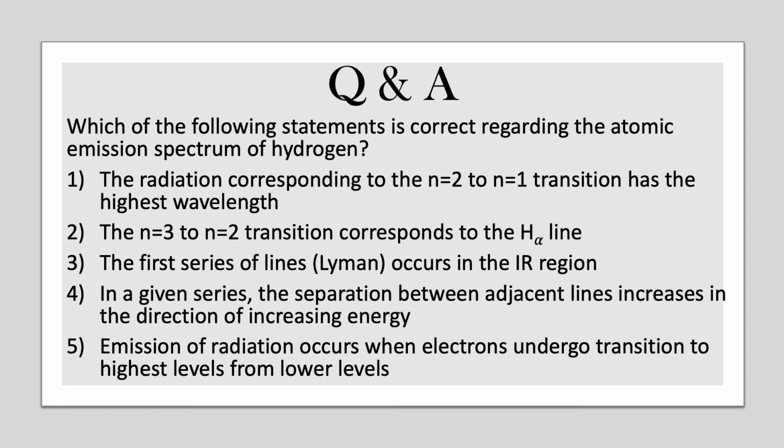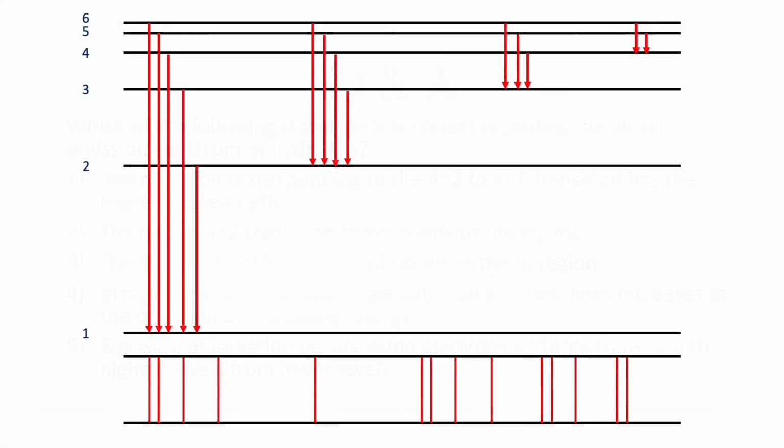Can you remember the color of the H alpha line? It was red. The first series of lines occurs in the IR region. No, it occurred in the ultraviolet region, and the series in the IR region was Paschen. In a given series, the separation between adjacent lines increases in the direction of increasing energy. No, separation decreases in a given series.